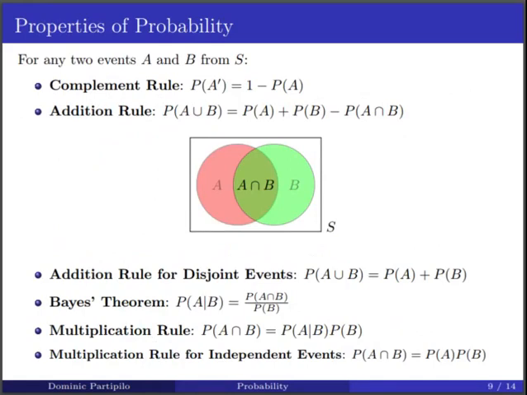And then we talked about Bayes' theorem already, which says that the probability of A given B is equal to the probability of A intersect B over the probability of B. And then we talked about the multiplication rule already, which is the probability of A intersect B is equal to the probability of A given B times the probability of B. And the multiplication rule for independent events, which we talked about already, is the probability of A intersect B being equal to the probability of A times the probability of B.